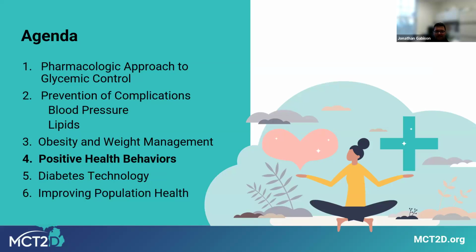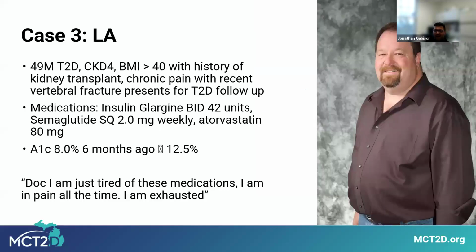Next on our agenda, we're going to talk about health behaviors, and with that, another case. LA is a complicated patient. He has a history of transplant, medication fatigue, and chronic pain. His A1C has been worsening. It went from 8.0% six months ago to now 12.5%. And when you see him, he says, "Doc, I'm just tired of these medications. I'm in pain all the time. I am exhausted."